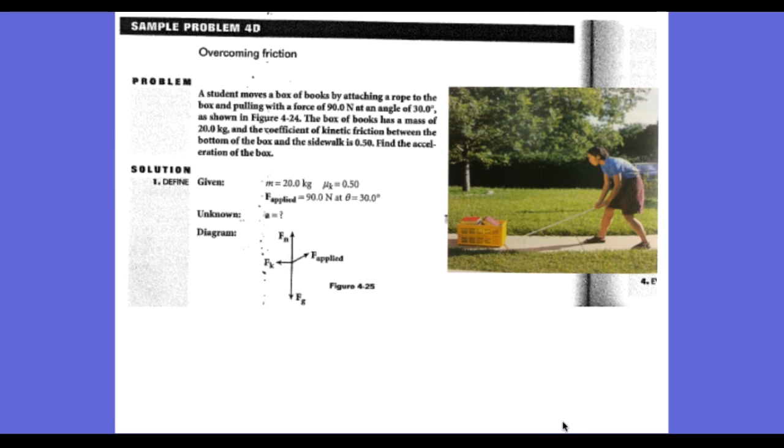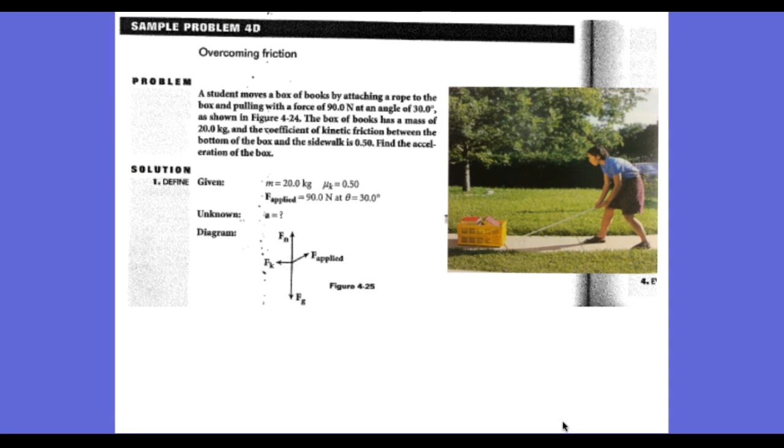Okay, here we go. A student moves a box of books by attaching a rope to the box and pulling with a force of 90 newtons at an angle of 30 degrees. The box of books has a mass of 20 kilograms, and the coefficient of sliding friction, also called kinetic friction, between the bottom of the box and the sidewalk is 0.5. Find the acceleration of the box.